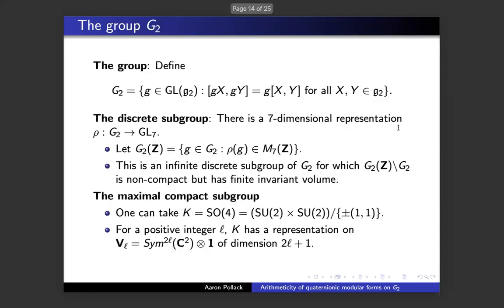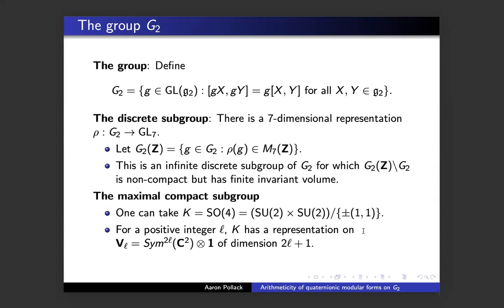Another way to do it is, if you believe what I've said about the existence of this representation from G2 into GL7, you can just take the compact group SO7 inside of GL7, and you let K be all the elements of G2 that map into SO7. So the inverse image of SO7 in G2. That's another way of defining a maximal compact subgroup. Yeah, thanks for the question.